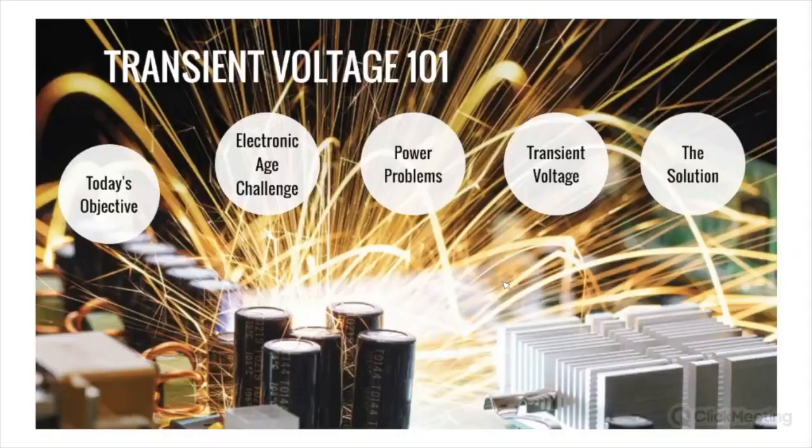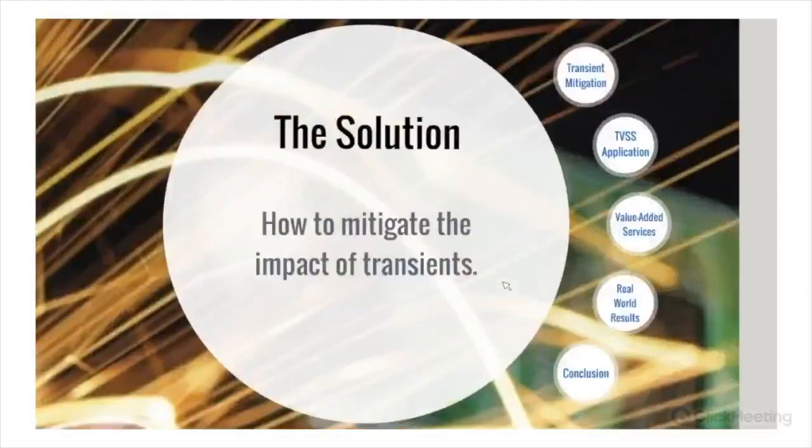So now let's talk about the solution. How do we mitigate the impact of these transients? They're going to happen. You can't keep them from happening. So what do we do to actually mitigate the effects?